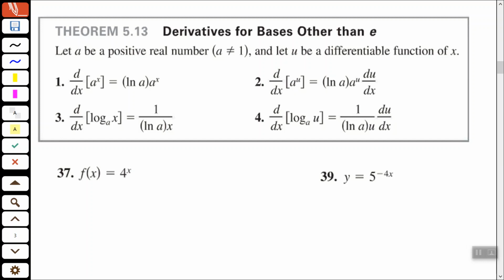Okay, so number 37 here, we can use number 1 that says the derivative with respect to x of a to the power of x is equal to the natural log of a times a to the power of x. So in this case, 4 is in the place of a, and then x, of course, is x. So f prime of x is equal to the natural log of a, or the natural log of 4, times a to the power of x, 4 to the power of x.